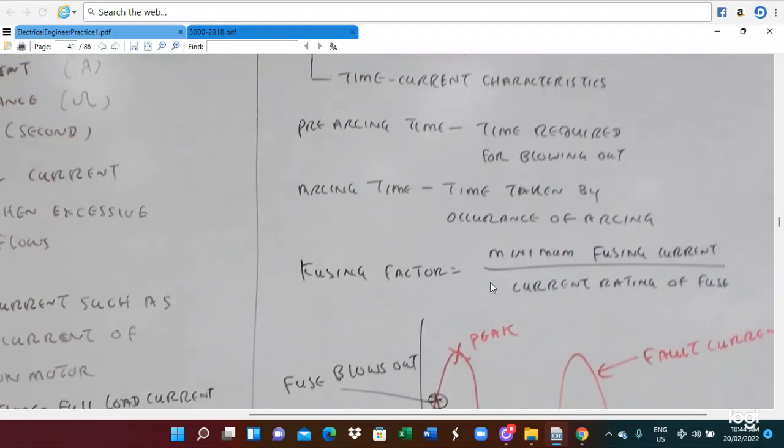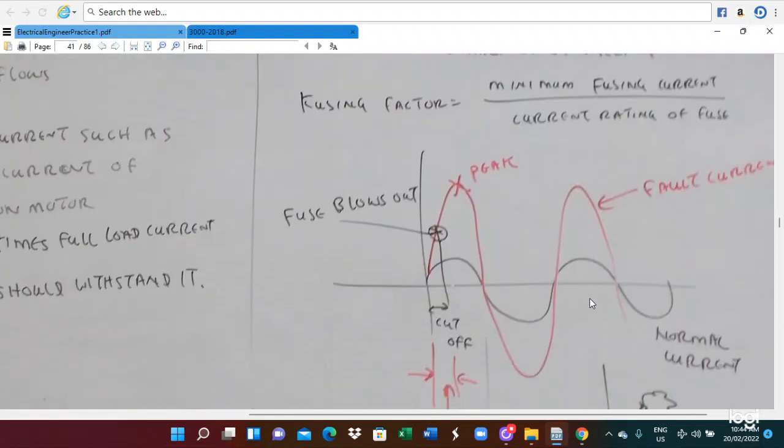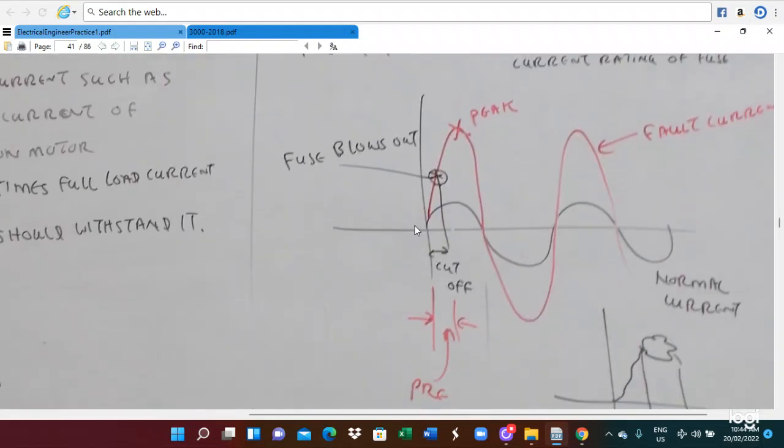So the fusing factor is calculated as the maximum fusing current divided by the current rating of the fuse. This is a normal circuit here. The black waveform is the normal current, and the red waveform is the fuse current. Before the current reaches the peak value, the fuse should be blown out. So this is the cutoff point, where the fuse should be blown out.